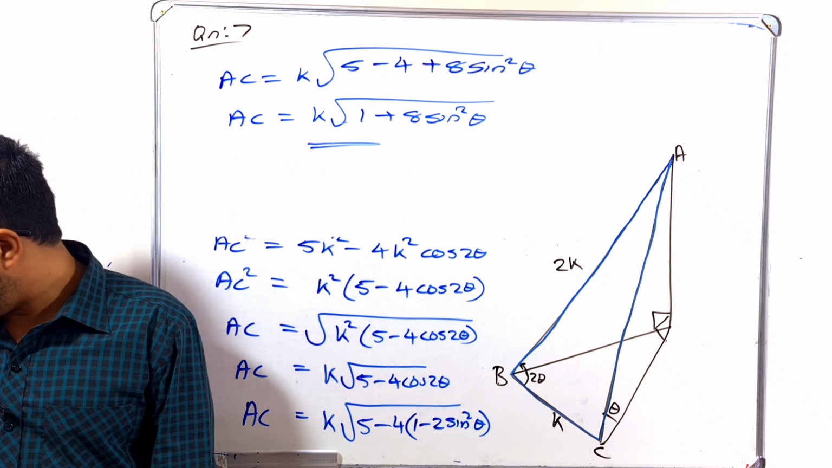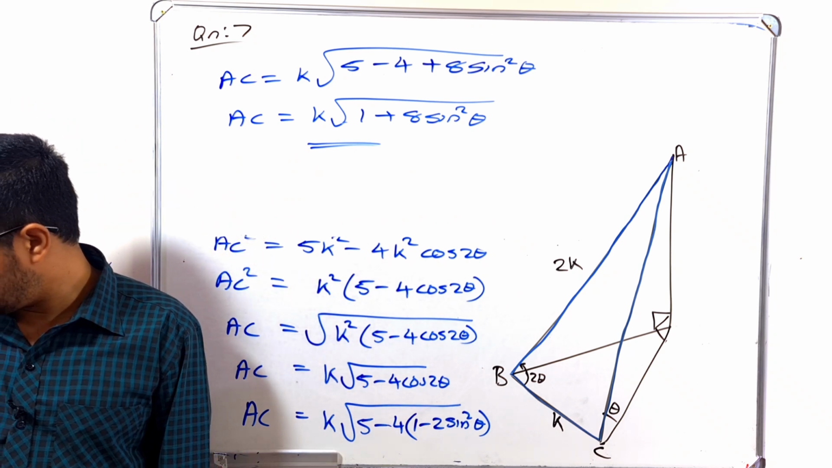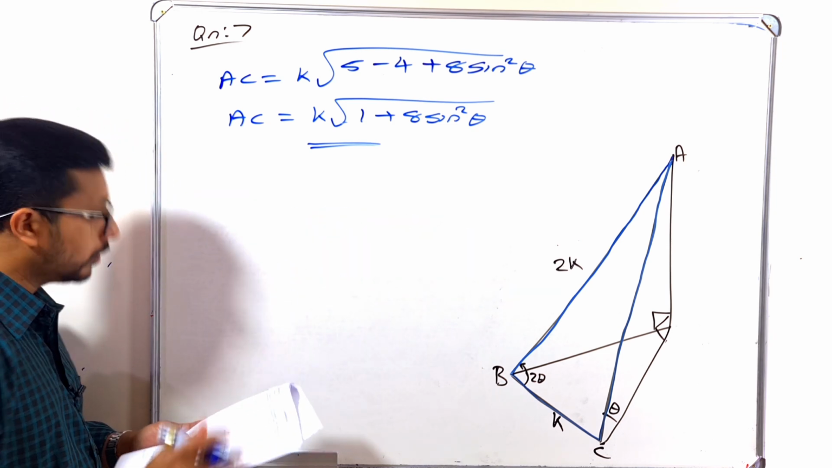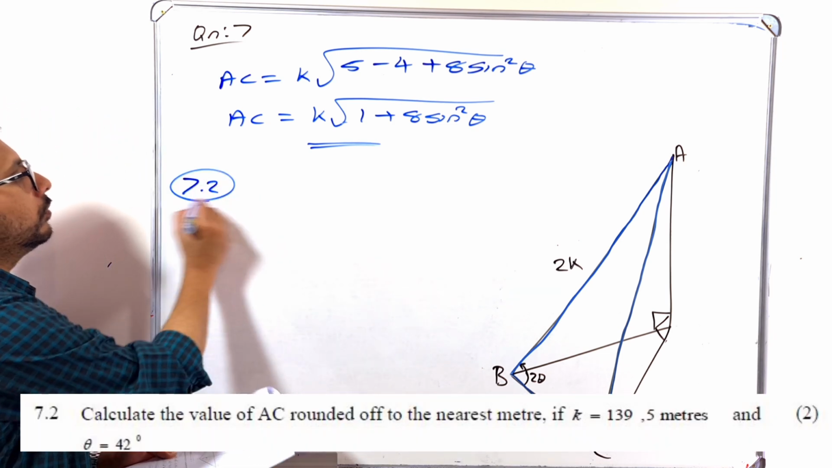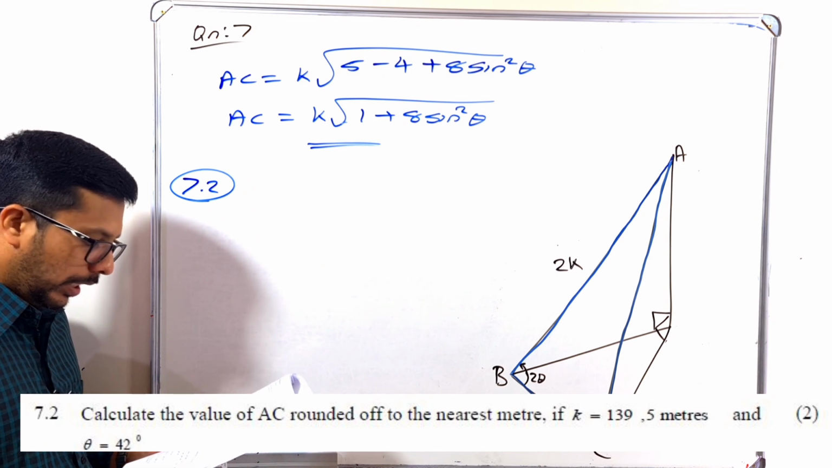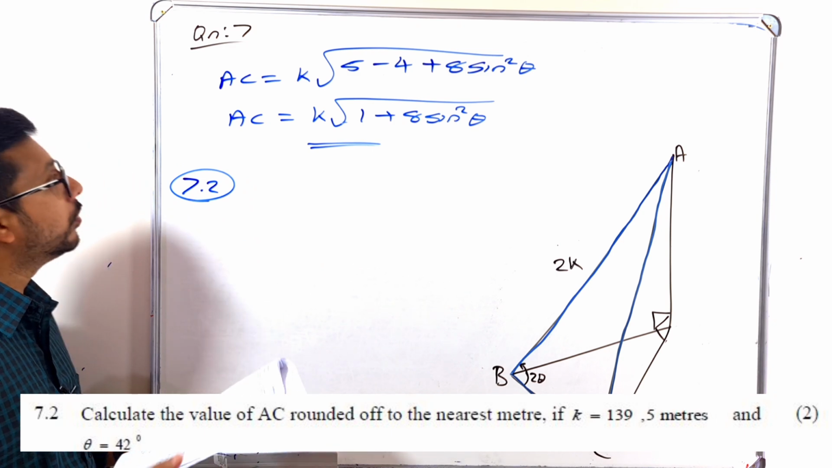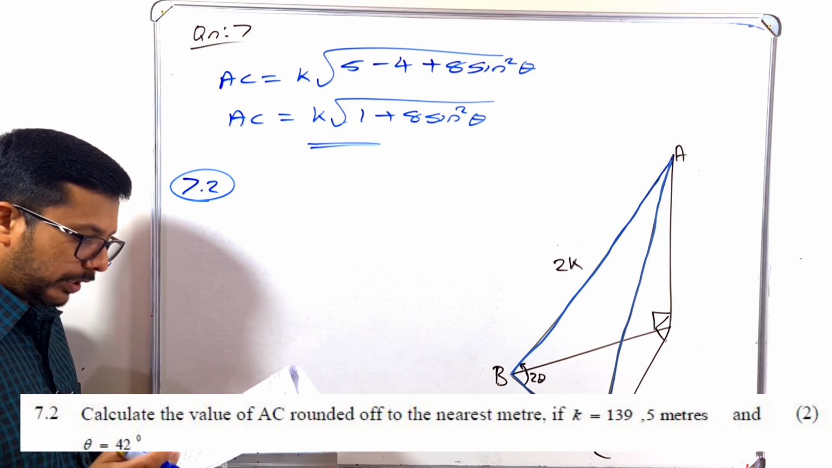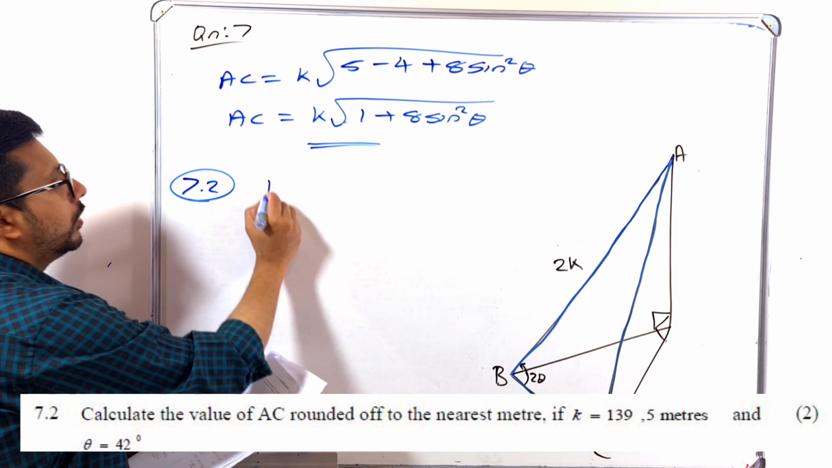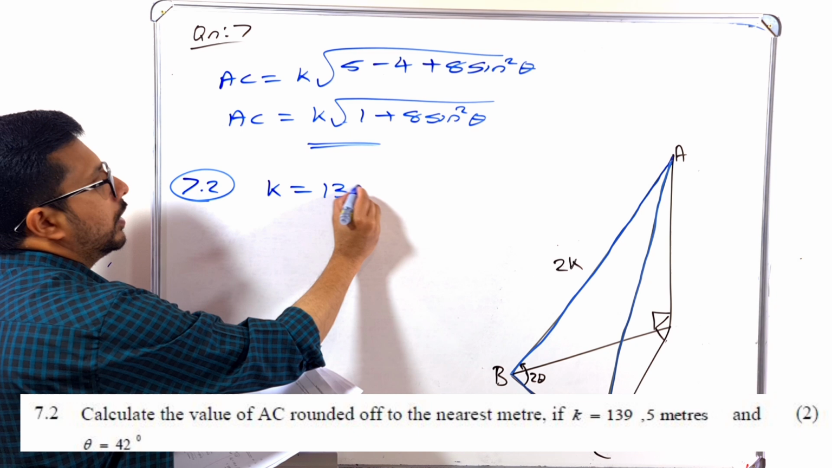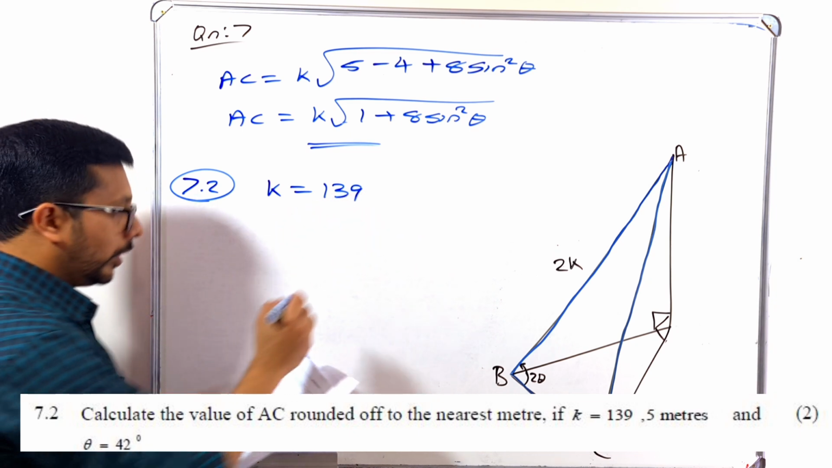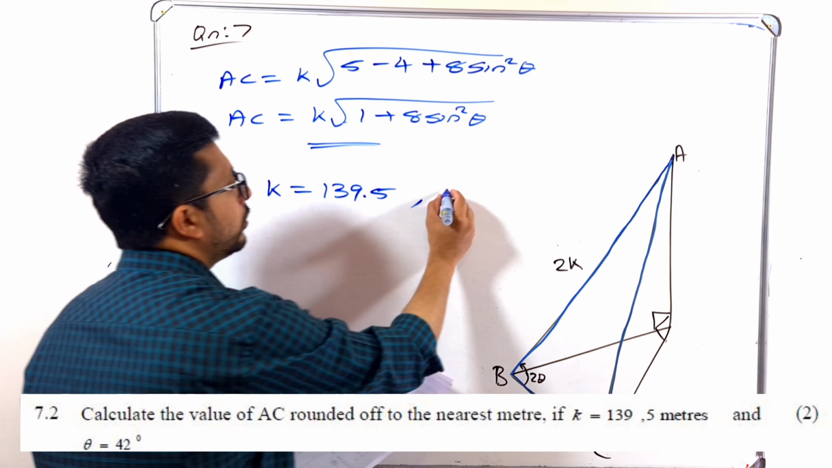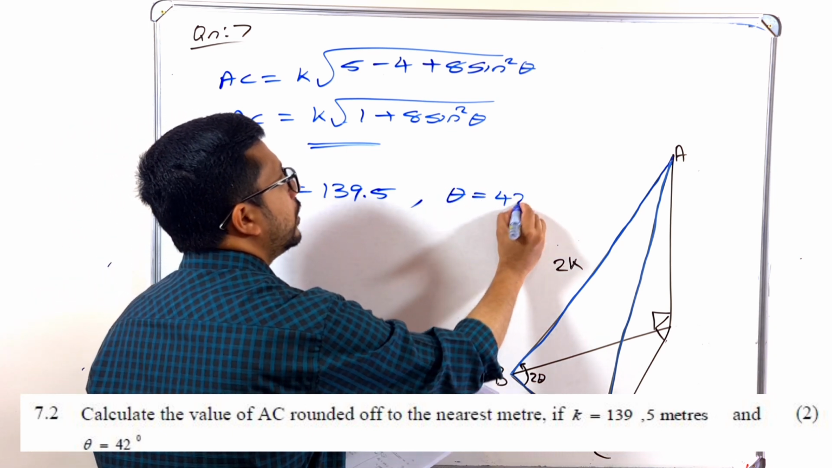Okay, now let's move to the next question, question number 7.2. What is question number 7.2? Calculate the value of AC. You have to find the value of AC, rounded off to the nearest meter, if K is given as 139.5 and theta is equal to 40.